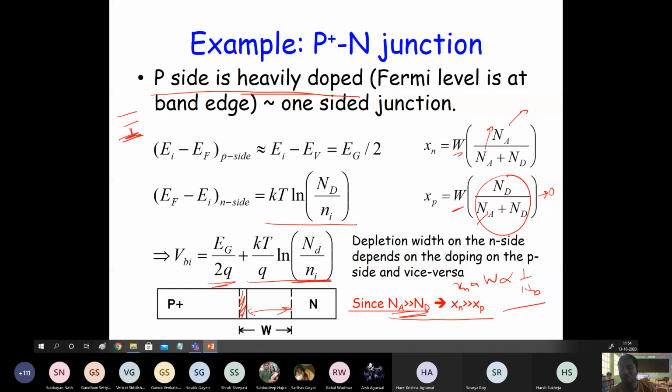Okay, so with this, I close this lecture. Next class, we will discuss what is the effect of applying a bias. So when we apply the bias, how does the PN junction respond? So I'm ready to take questions if you have any. Let me close the recording.